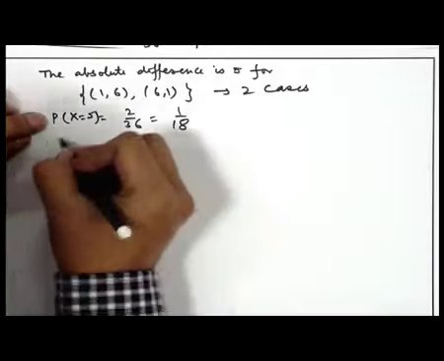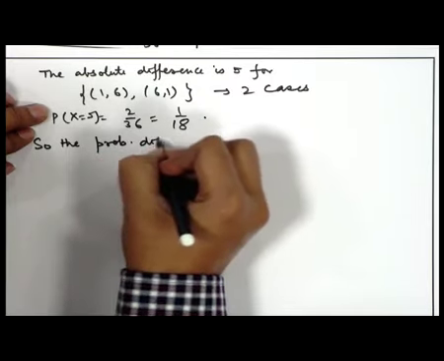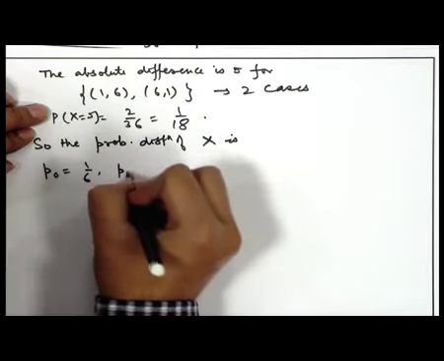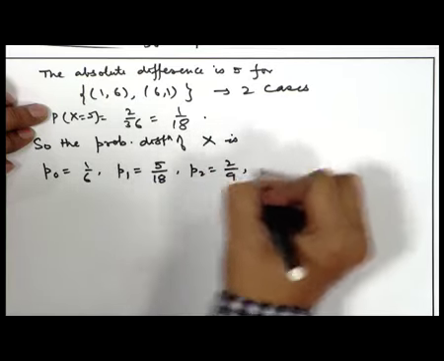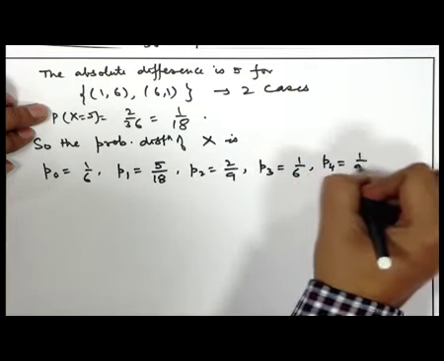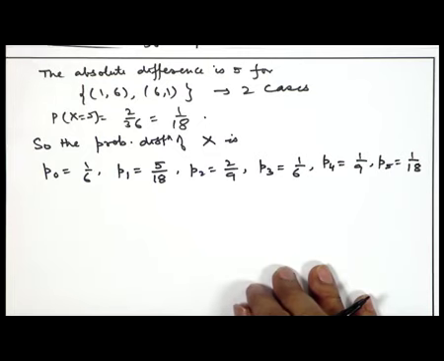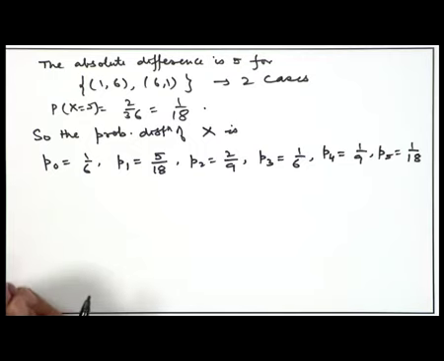We can write it like this: the probability distribution of X is P0 is 1 by 6, P1 is equal to 5 by 18, P2 is equal to 2 by 9, P3 is equal to 1 by 6, P4 is equal to 1 by 9, and P5 is equal to 1 by 18. This is the complete probability distribution of the random variable, which is described as the absolute difference on the upper two faces observed when two fair dice are rolled.